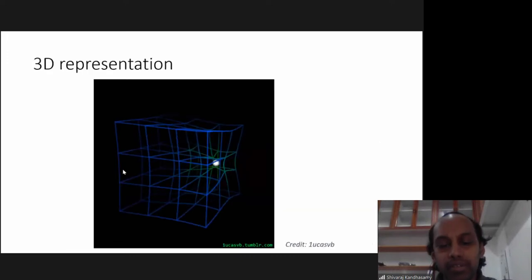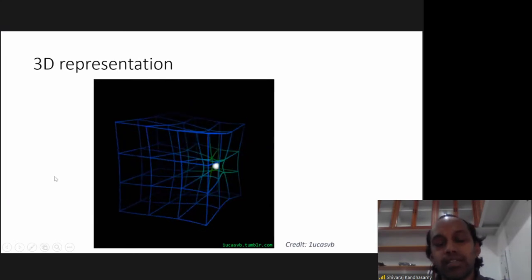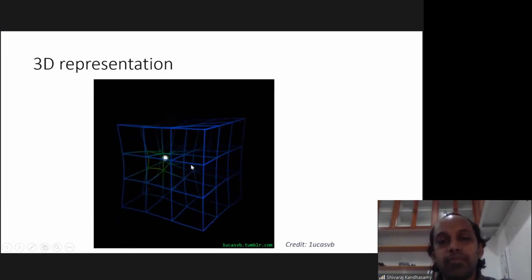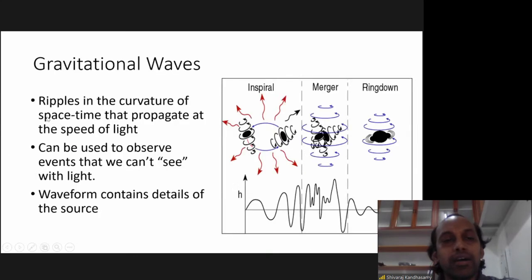So this is a two-dimensional representation of what happens. Whenever the object moves around, it actually contracts the space near it. And those fluctuations move from there to the rest of the universe. So as I said, these ripples in the space-time are what we call gravitational waves. They are expected to propagate at the speed of light. And we can use these gravitational wave signals to study objects that generally don't emit light. The waveforms that these signals carry hold a lot of information about the source they originated from.